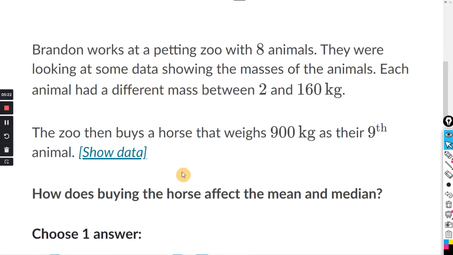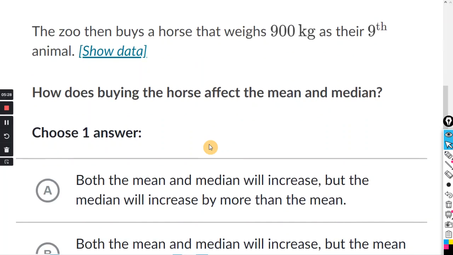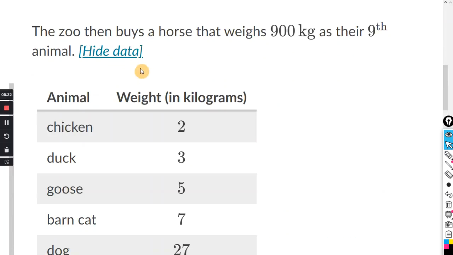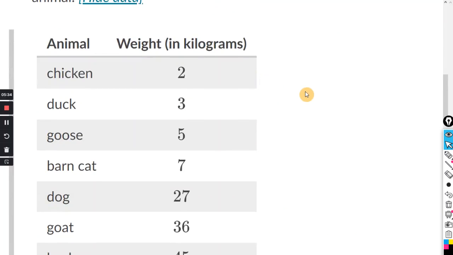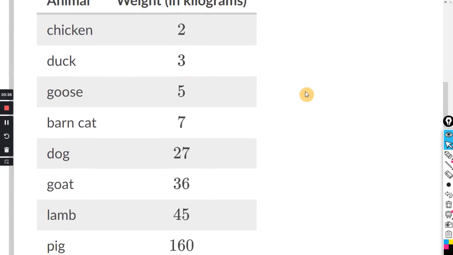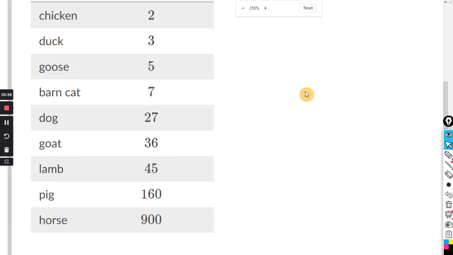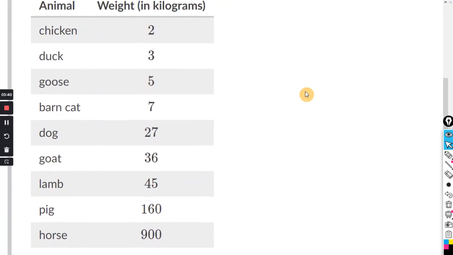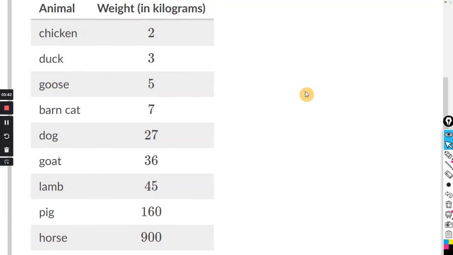Now, they give you the option to view the data. If you know how to do it without viewing the data, that's fine. I suggest you use the notes we did at the beginning. But if you want to show the data, you can click on that. Here is each animal and its weight. The horse is the one that they added to the data set.